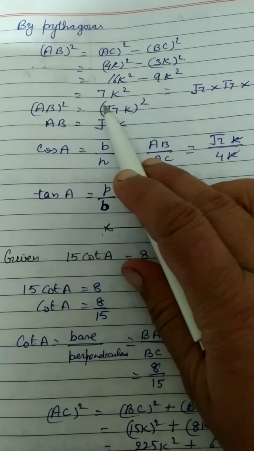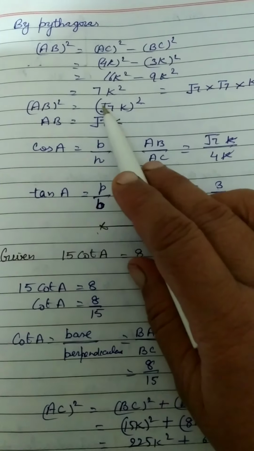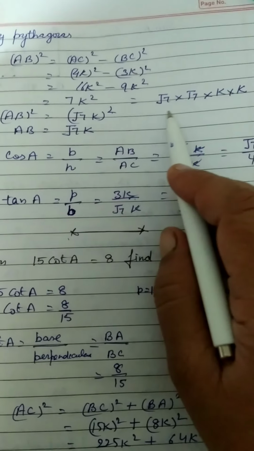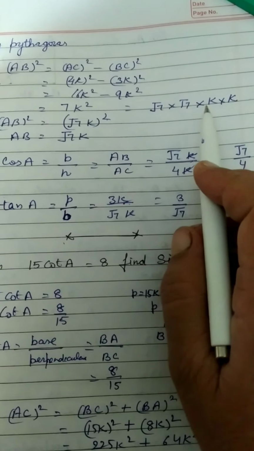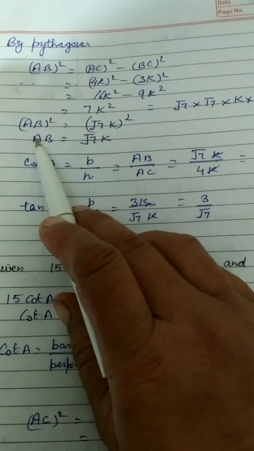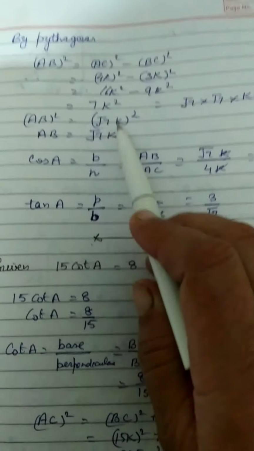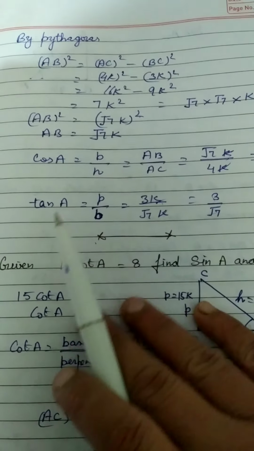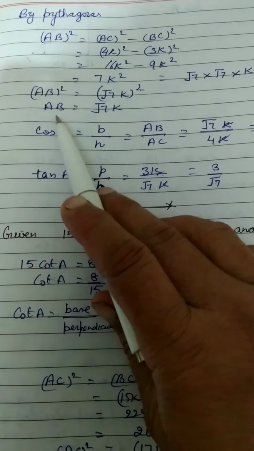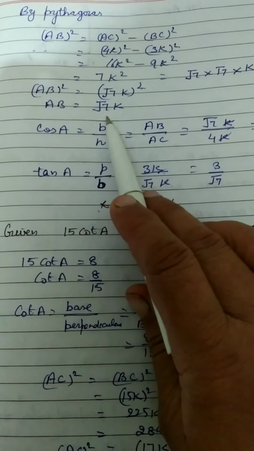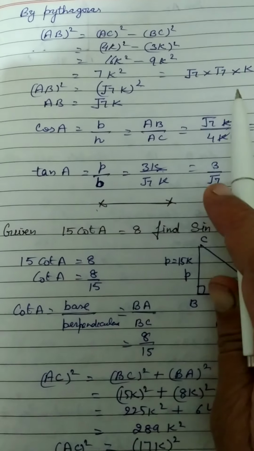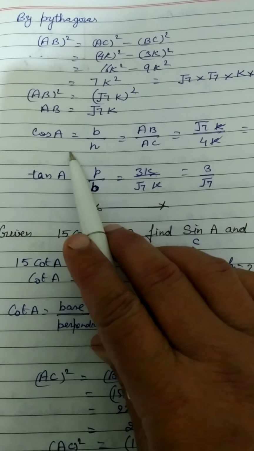On subtracting we get 7K square. 7K square can be written as square root 7 into square root 7 into K into K. Then AB square is equal to square root 7K whole square. From here we get AB is equal to square root 7K. Now we are to find cos A.